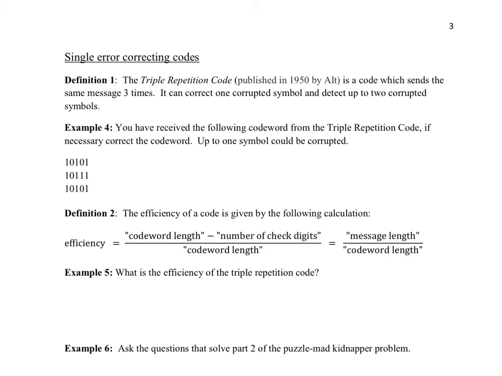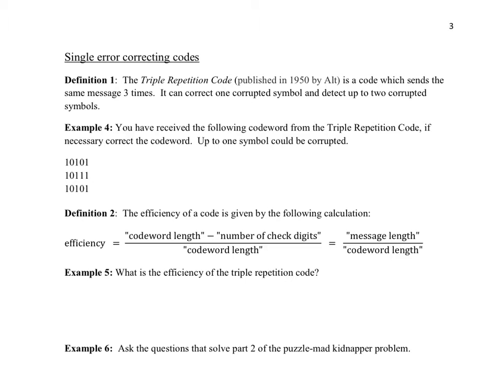So let's start with the triple repetition code. It was published in 1950 by Alt and is a code which sends the same message 3 times. It can correct 1-digit errors and detect up to 2-digit errors. So let's play this game. If you've received the following code word and we're trying to use the triple repetition code with receiving this word, how could we do the error correction?